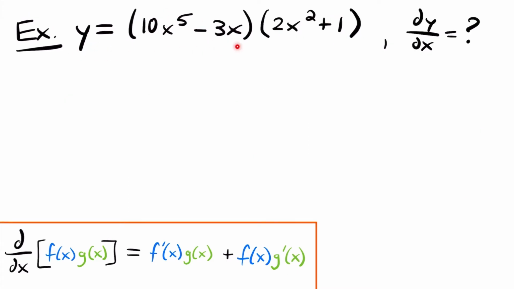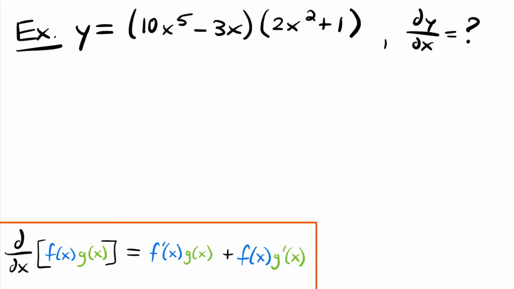Next, we have the function y equals the quantity 10x to the 5th power minus 3x times the quantity 2x squared plus 1. And we want to know the derivative, or dy/dx, for this function. And once again, our product rule that we're going to be using is located here at the bottom. So in this scenario, our two functions are going to be this quantity and this quantity. So this would be our f of x, and this one would be our g of x.